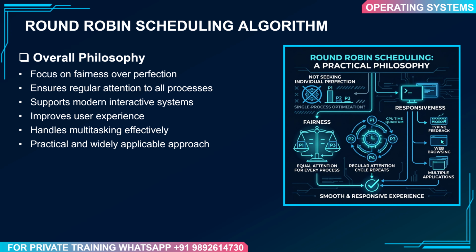If you step back and think about it, round robin reflects a very practical philosophy. Instead of trying to be perfect or optimal for every single process, it focuses on fairness and responsiveness. It ensures that every process gets attention regularly, which is exactly what modern interactive systems need. Whether you are typing, browsing, or running multiple applications, this approach helps create a smooth and responsive experience.